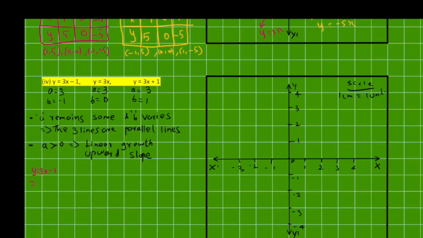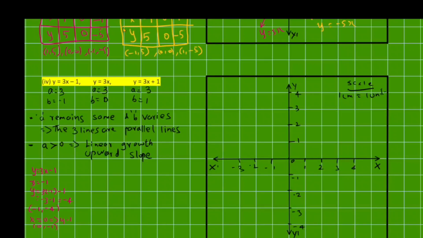So when x is equal to minus 1, it will become what? y is equal to 3 into minus 1 minus 1. So minus 3 minus 1 gives minus 4. So the first coordinate point is minus 1 comma minus 4. When x is equal to 0, we get y is equal to minus 1. So that is the second coordinate point, 0 comma minus 1.